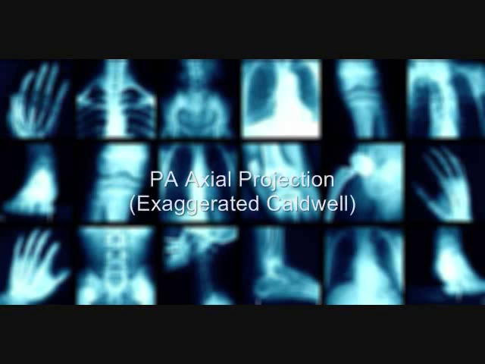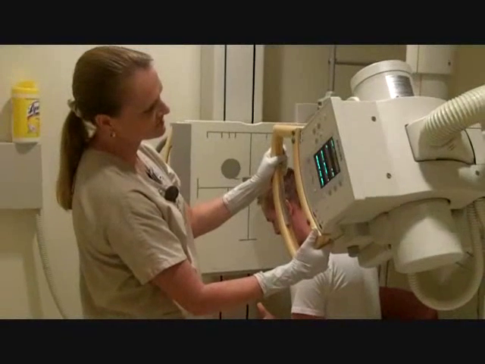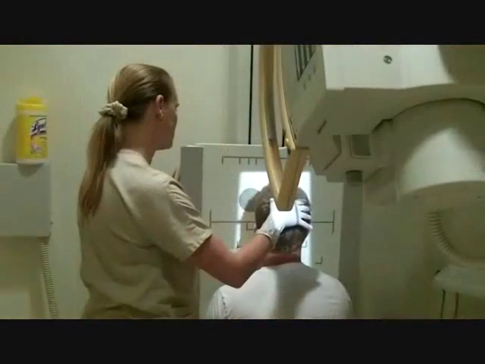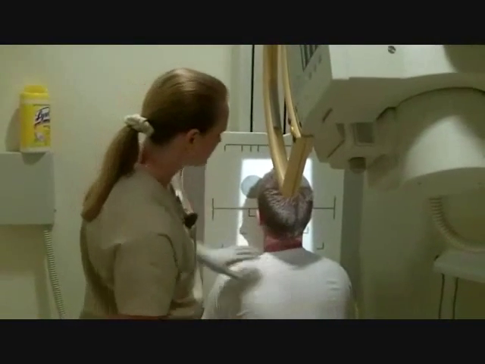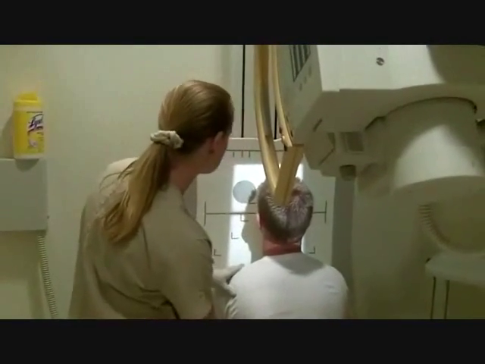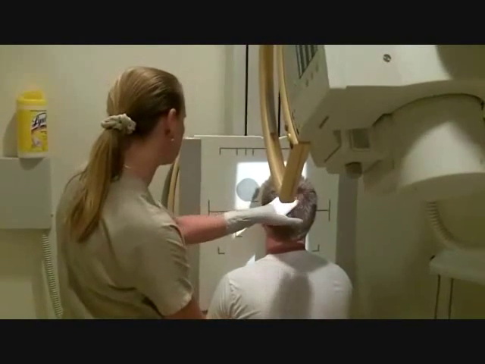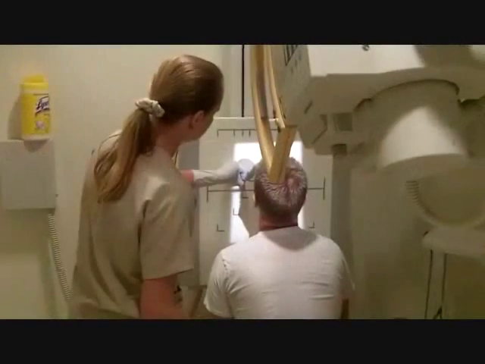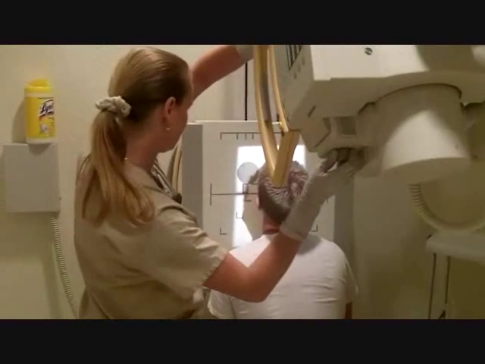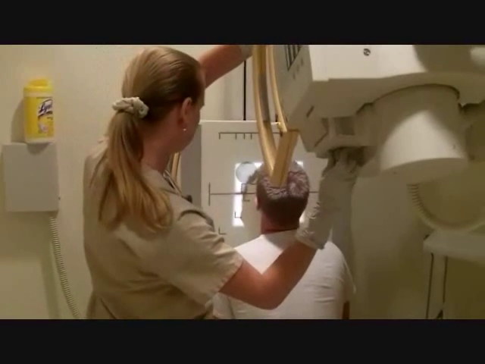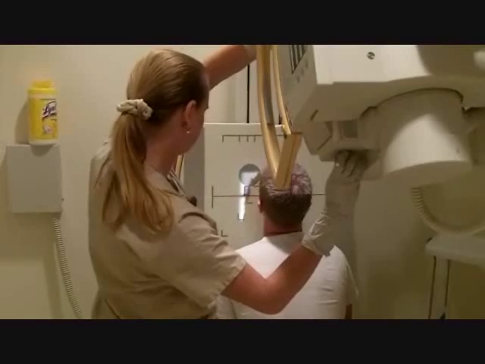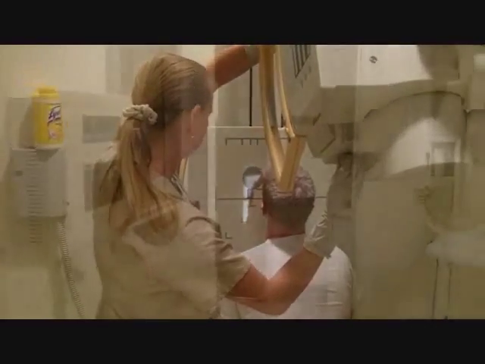For the first projection, the PA axial exaggerated Caldwell, angle the tube 30 degrees caudal. Adjust the flexion of the patient's neck so that the OML is perpendicular to the IR. The central ray is directed through the center of the orbits. Mark the correct side and collimate. It is important that the technologist communicates well with the patient and also provides proper breathing instructions.